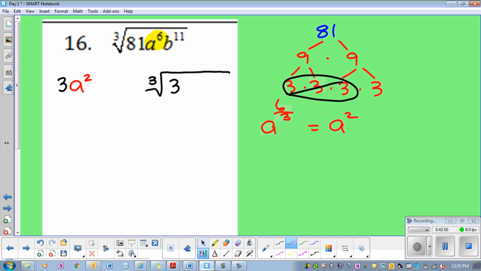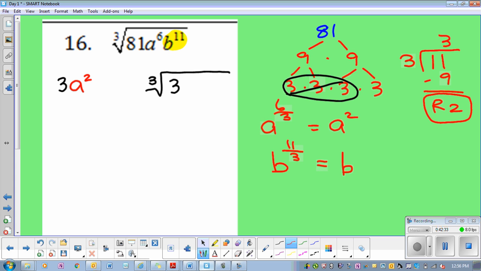Yes? All right, so now how about the b's? We've got 11 divided by 3? Hold on, look. 3 times 4 is 12, that's bigger. 3 times 3 is 9. What is the remainder? 2. Okay, so b to the third comes out, and the remainder goes in. Does that make sense?